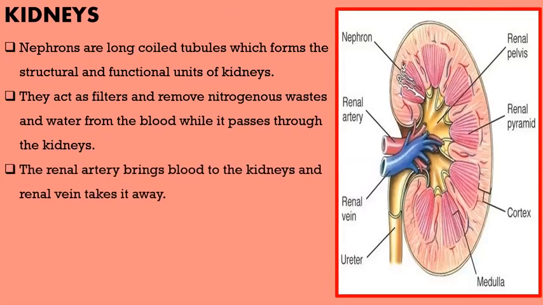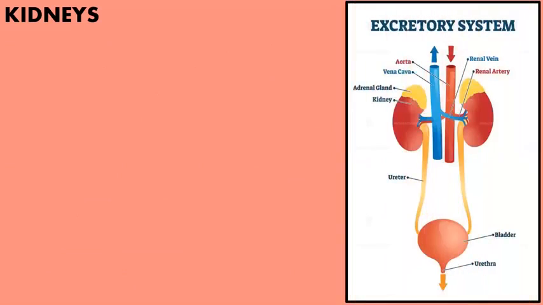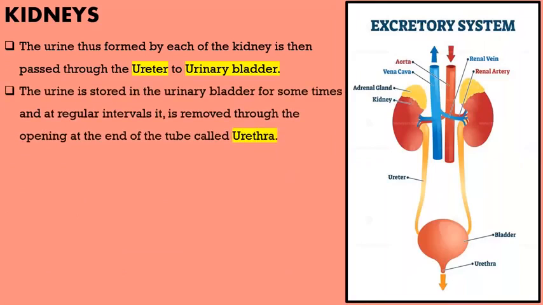The renal artery brings blood to the kidneys and renal vein takes it away. When the blood containing urea and other waste salts passes through these nephrons, they filter the blood and remove urea and salts, and these wastes in the form of urea and salts form urine in the kidneys. The urine thus formed by each of the kidneys is then passed through the ureter to the urinary bladder. The urine is stored in the urinary bladder for some time, and at regular intervals it is removed through the opening at the end of the tube called urethra. The process of ejection of urine is called micturition.